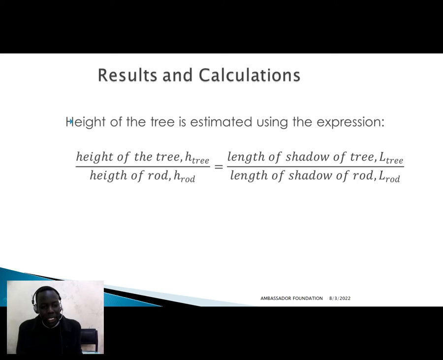So you take this: the height of the tree over the height of the rod is equal to the length of the shadow of the tree over the length of the shadow of the rod. That's how you will get it. And sometimes also you can take the height of the tree over its shadow should be equal to the height of the rod over the length of its shadow. But also this way, it works.